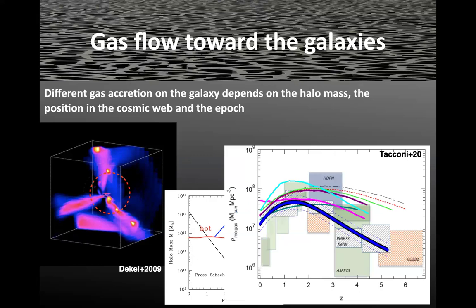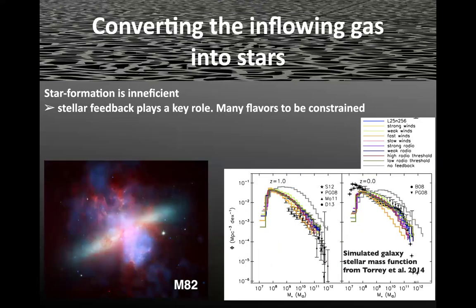Also, it's clear now from a lot of measurements that at high redshift, the fraction of molecular gas inside the galaxy is much more important than what you have at low redshift. This has a lot of impact on the star formation, but also on instabilities that could develop inside the disk. So now that you have your gas falling from the halo into the galaxy, you can do some star formation.